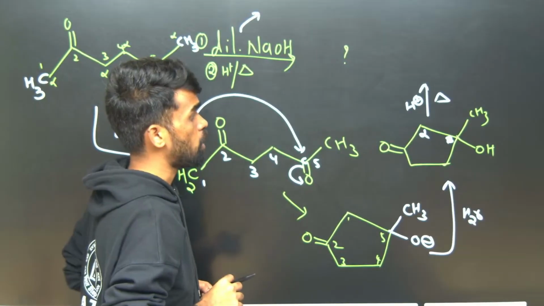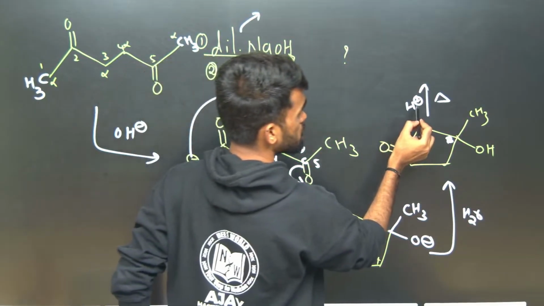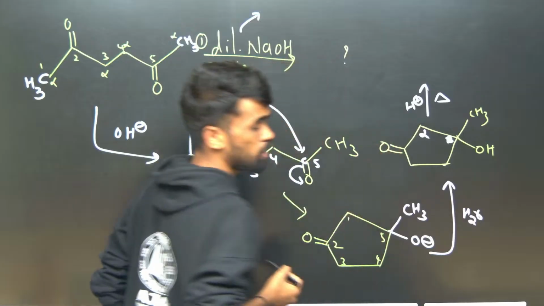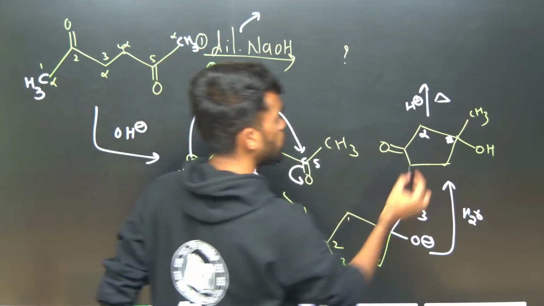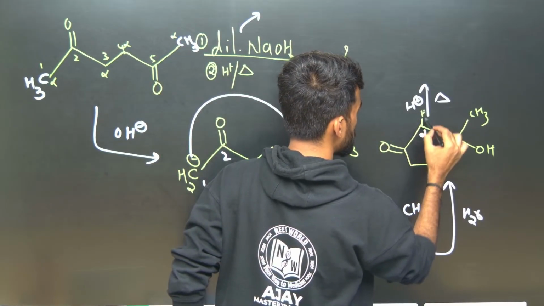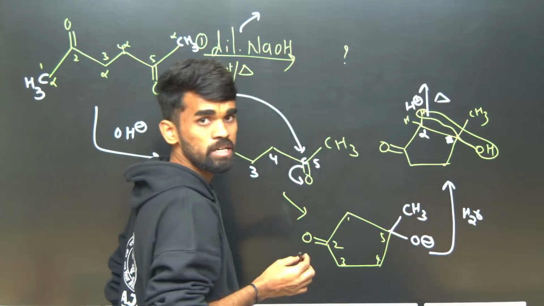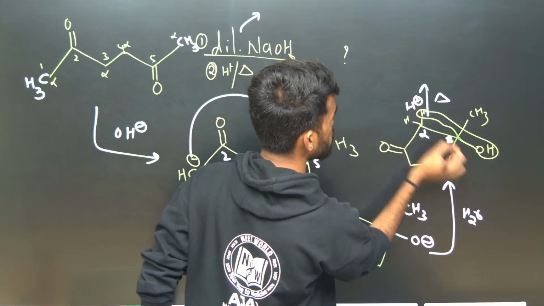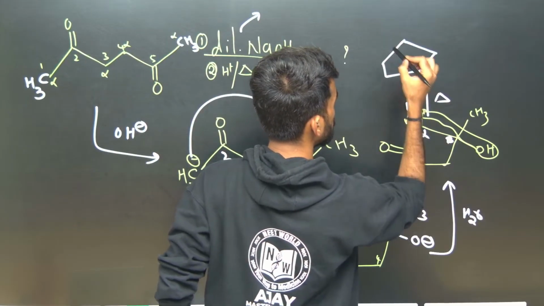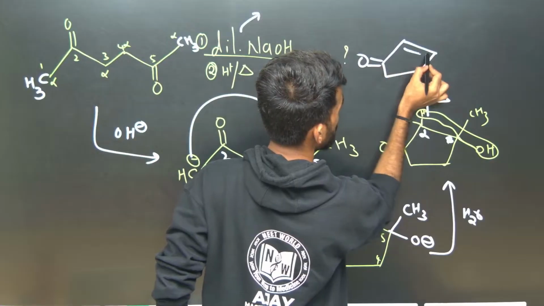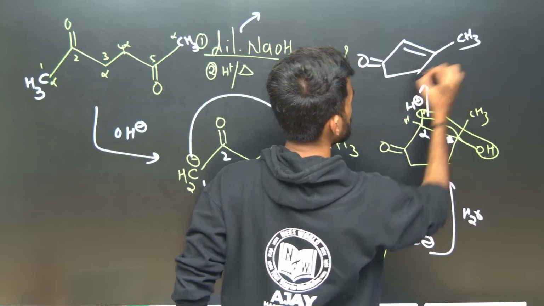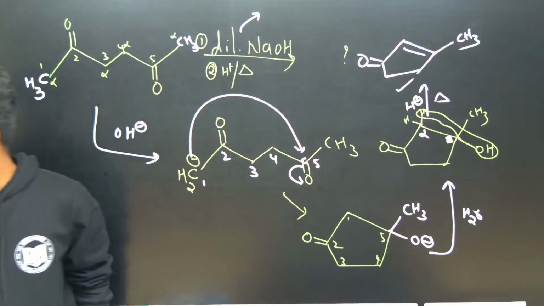In acid medium, if you heat this, what happens? H plus and OH are removed as water. From this alpha position, one hydrogen is removed as a proton. So this hydrogen and this OH are removed as water, and we will get an alpha beta unsaturated product like this. This carbonyl group stays as it is, with a double bond here and a methyl group here. So this will be the final product formed in this reaction.